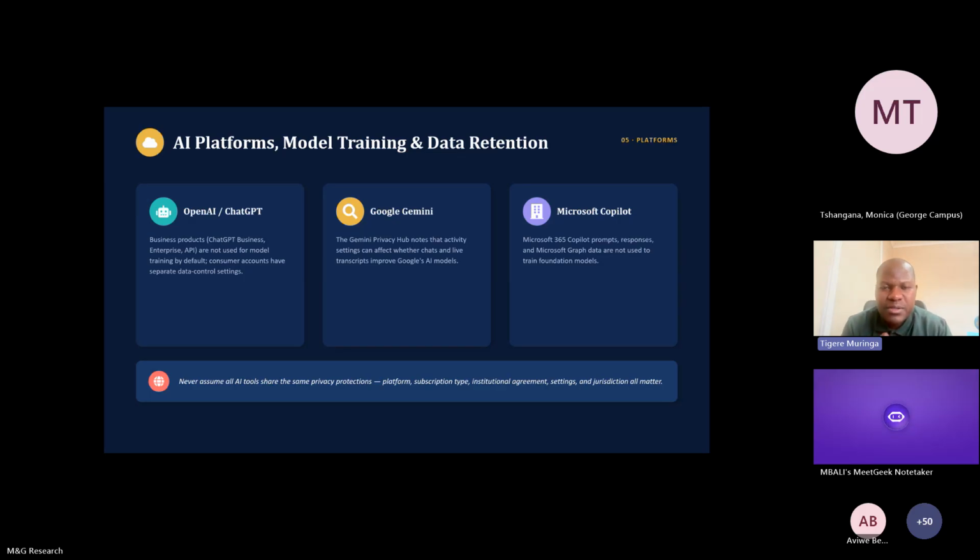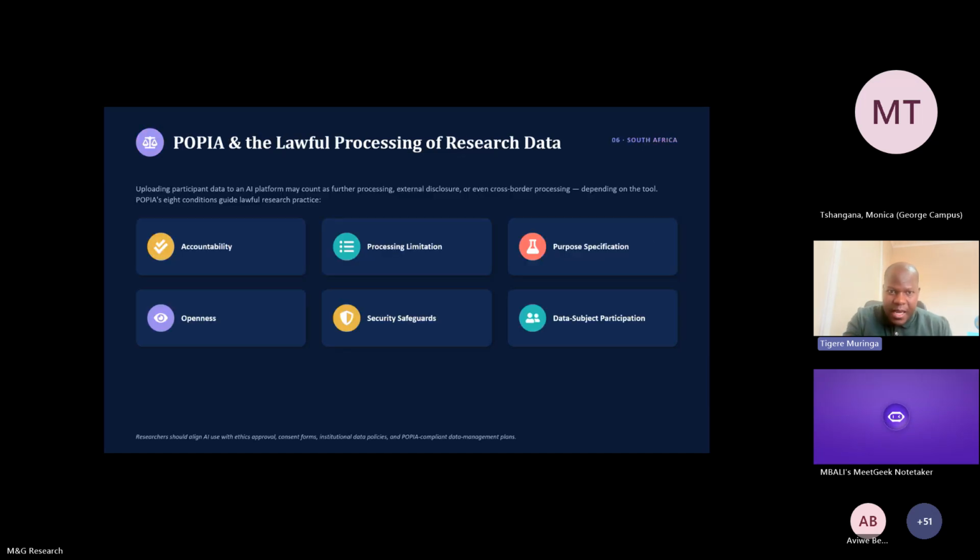Right. So I'm going to ground the next few sections in the POPI Act and the lawful processing of research data in South Africa. Right. So what I'm trying to do here is to locate AI-assisted research within South Africa's data protection framework.